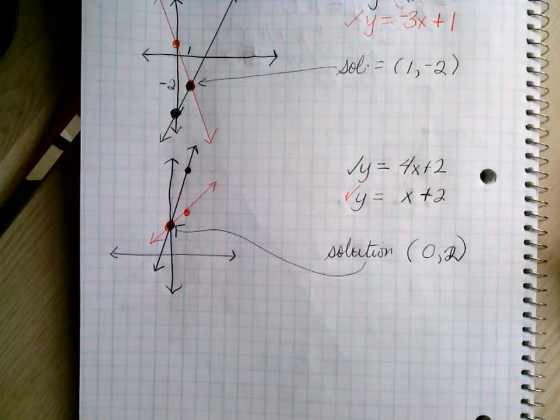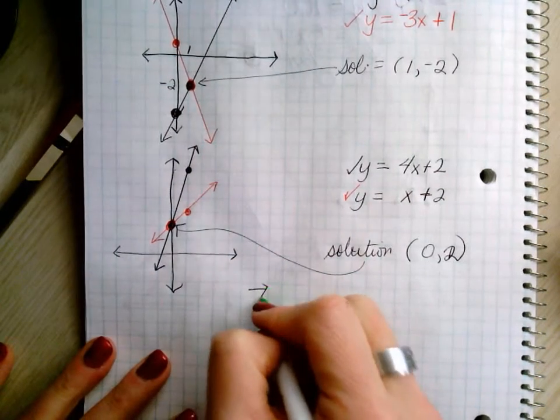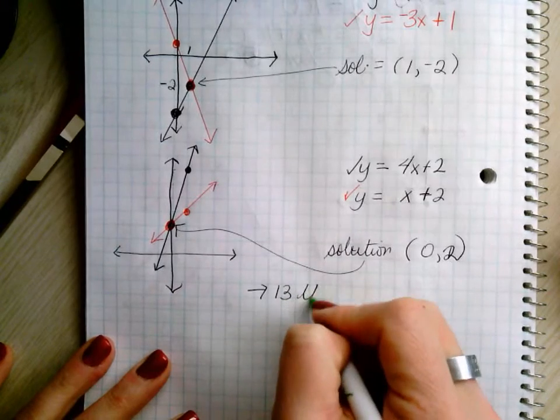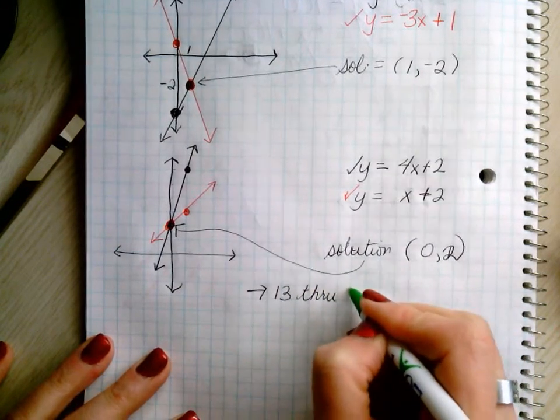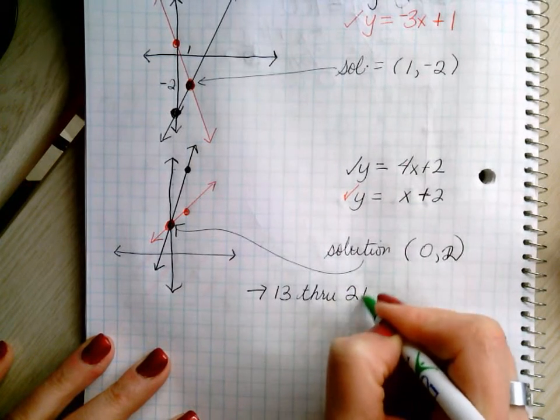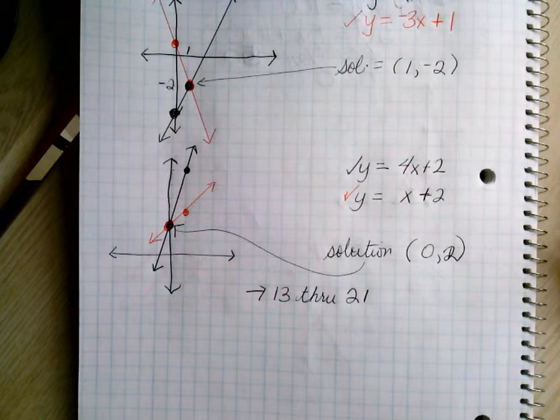And for problems 13 through 21, that's what you're going to do. This is problems 13 through 21. Ridiculously easy, yes, especially if you're following along. Bravo, Miss Haley. Okay, moving on.